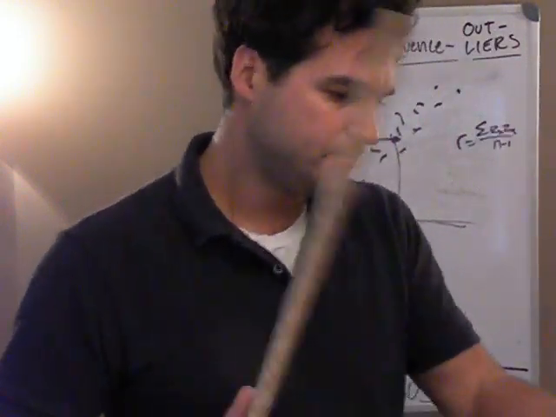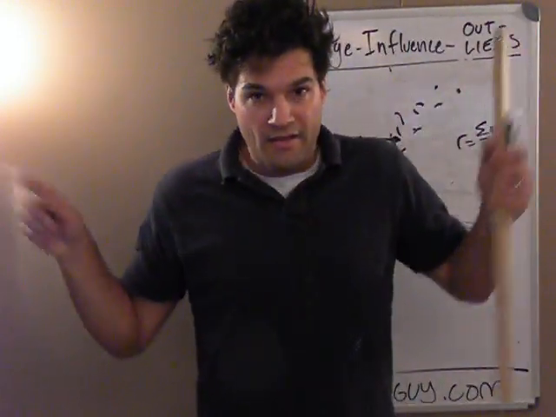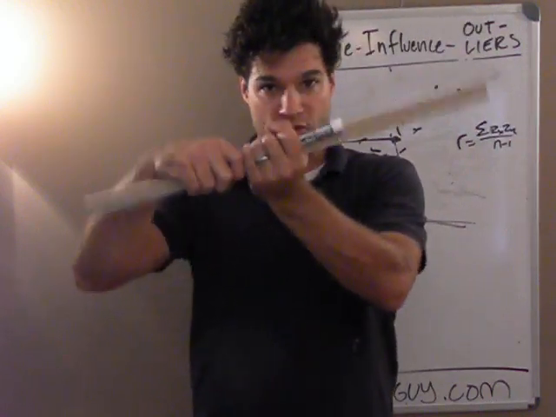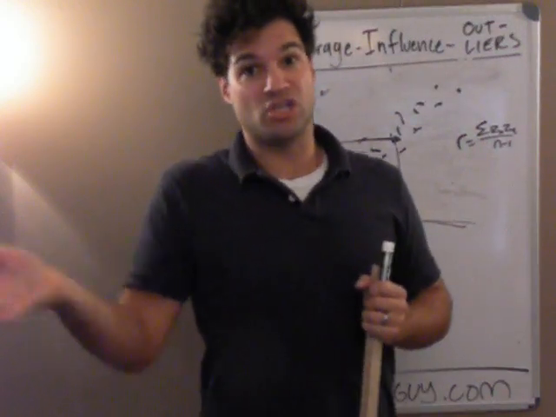But don't forget, leverage means just out there. Influence would change the slope when added or taken away, and outlier means just doesn't go with the flow.